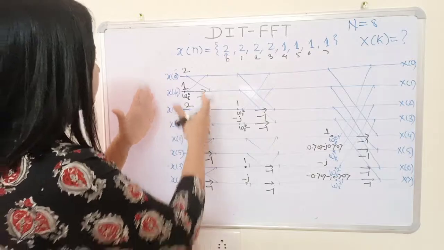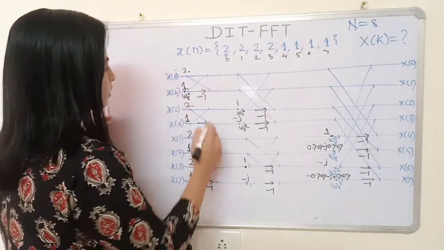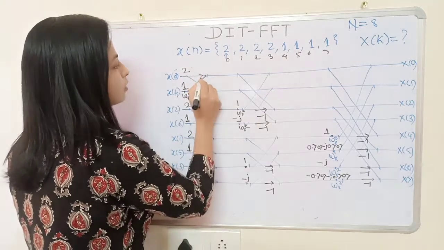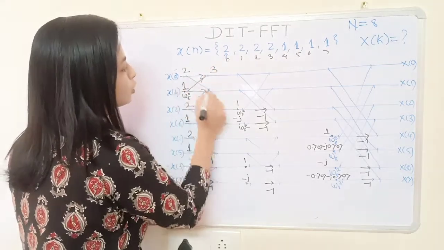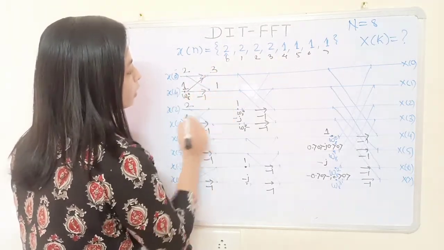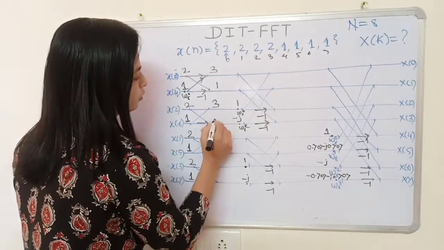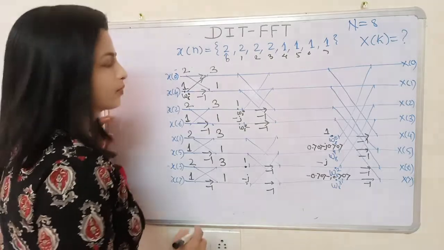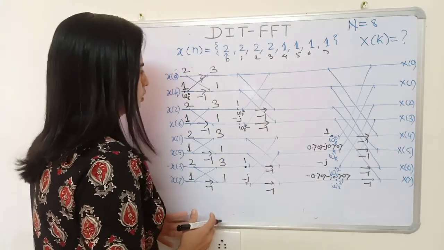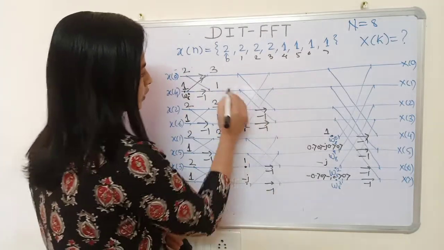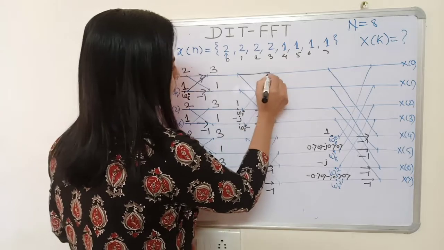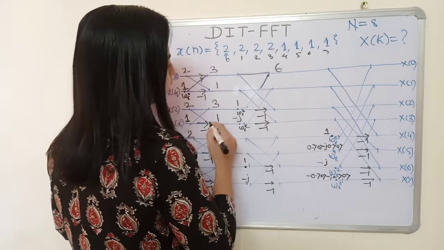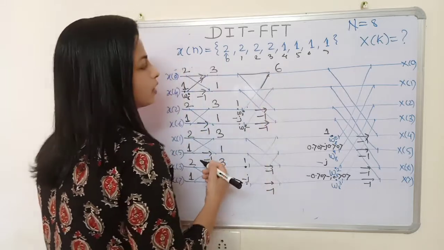In the first butterfly structure, we'll do 2 plus 1, 3, 2 minus 1, 1. Again here similarly, 3, 1, 3, 1, 3, 1. So this is the stage 1 output. Now we'll use this 3 and this 3. So it will become 6. 3 plus 3 is equal to 6.